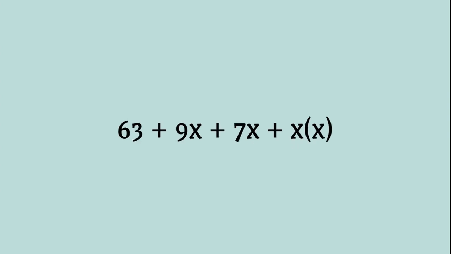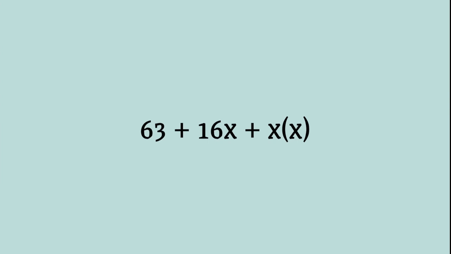Alright, so is this a final expression? No, not yet. If you look at these two middle terms, you'll see that they are both using blank groups of x, except unlike x groups of x, we know how many groups of x there are. So if we have 9 groups of x and we have 7 groups of x, we can say that there are 16 groups of x. So now this, excluding x groups of x, is our fully simplified expression.